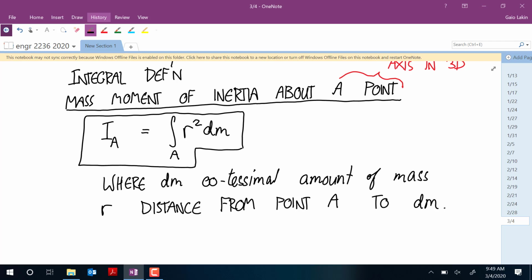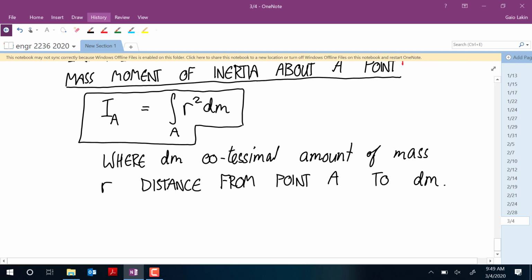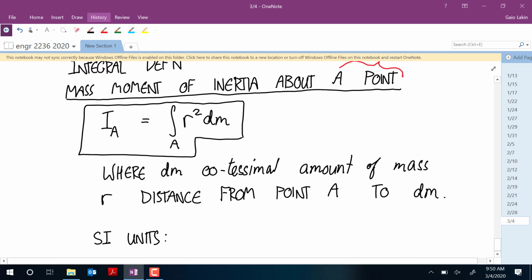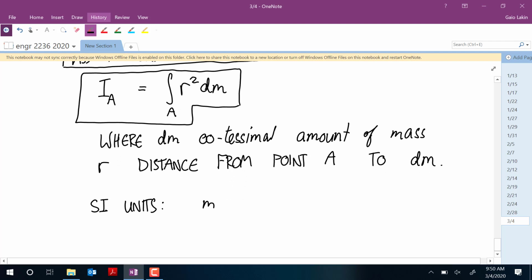Oh, let me write one more thing. This tells us what the units are. Yeah, so the SI units, well, what does that integral tell us? What are the units of dm? Kilograms. What are the units of r squared? Meters squared, so the SI units are meters squared kilograms. I guess people actually do it kilograms meters squared usually. Okay, that's all.